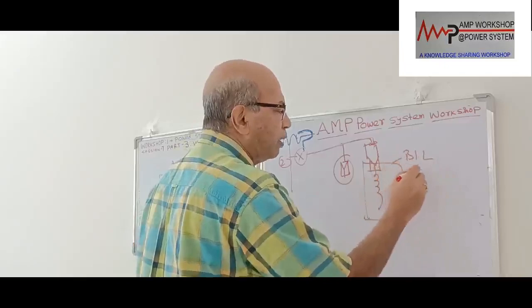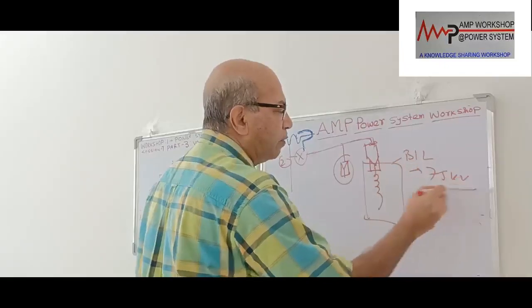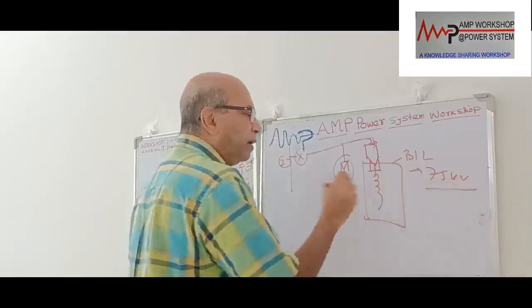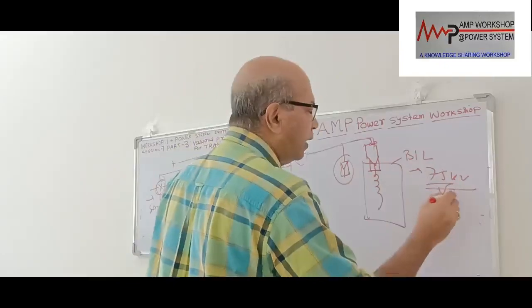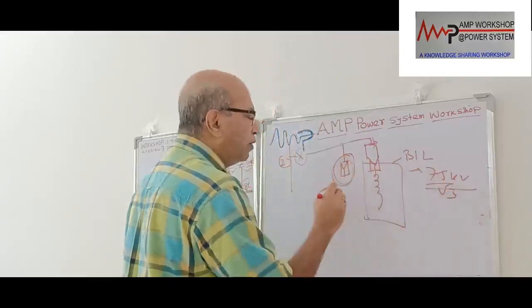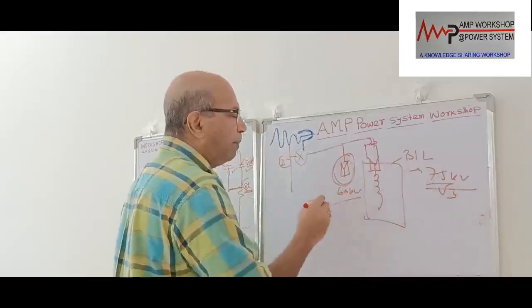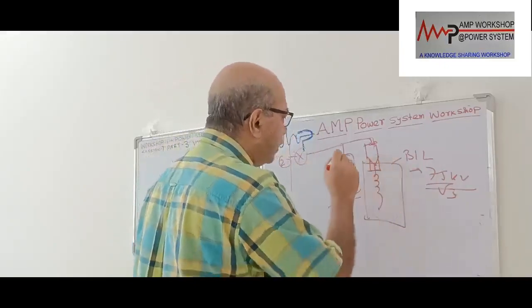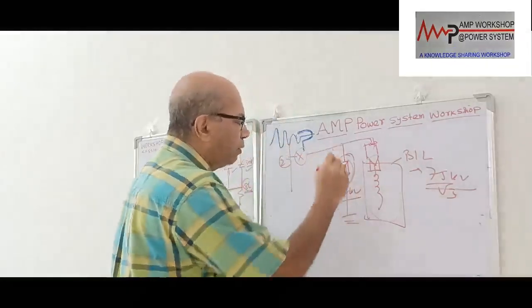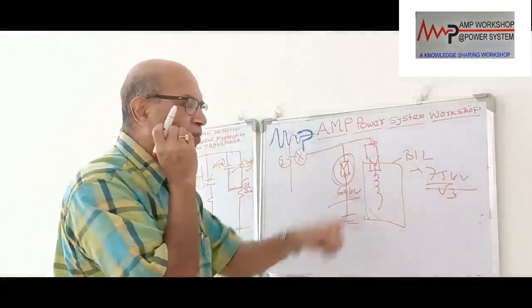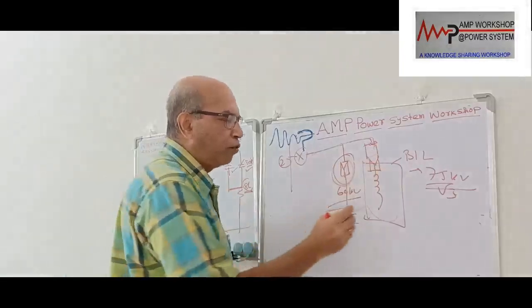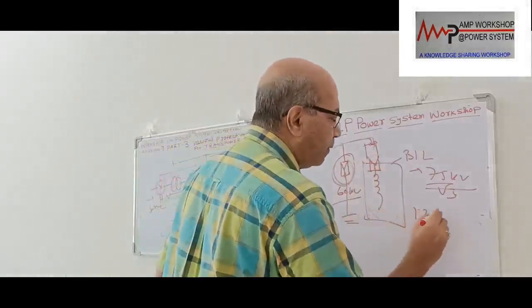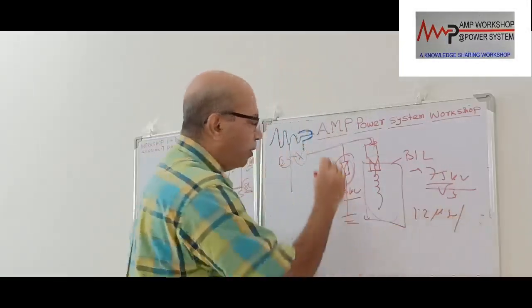Suppose the BIL is 75 kV, then if it is a phase, 75 by root 3 will be lower, suppose it will be 60 kV. So what will happen? The moment over voltage comes, before failure of this transformer, this lightning arrestor will be grounded. So the voltage will be grounded. The lightning impulse, or this 1.2 by 50 microsecond wavefront, will go to the ground.